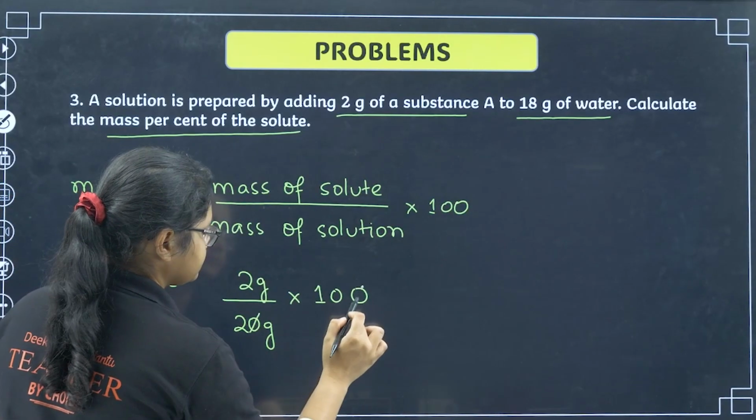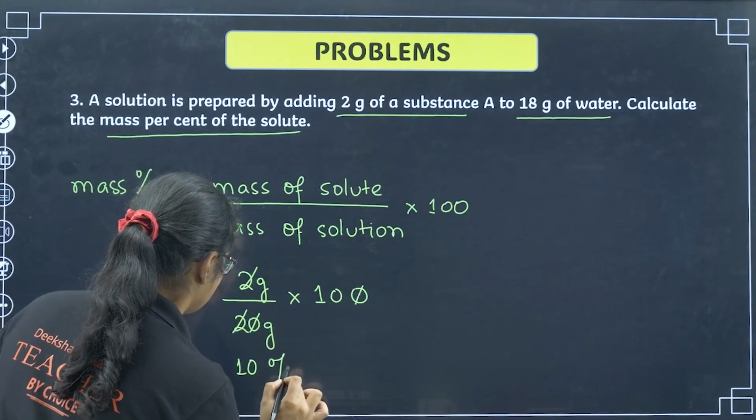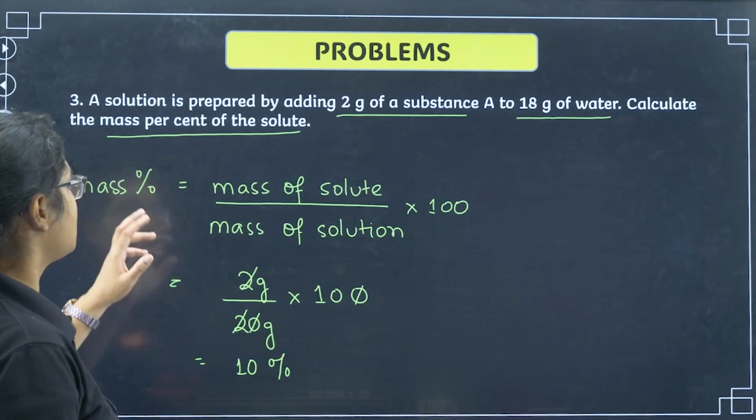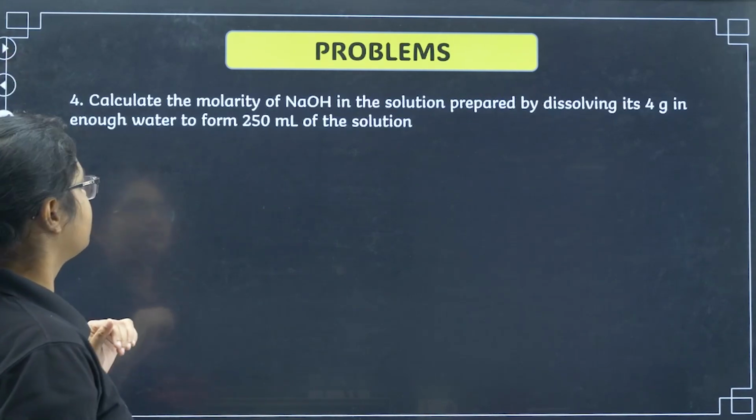So that gives me around 10%. So mass percentage is 10%. Clear? Very simple. Move to question number 4.